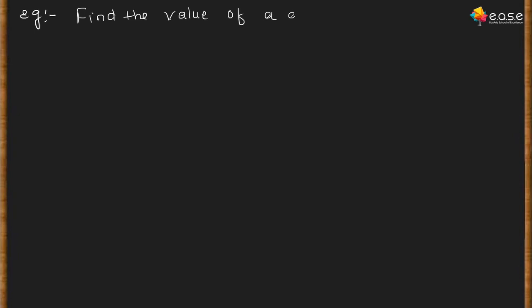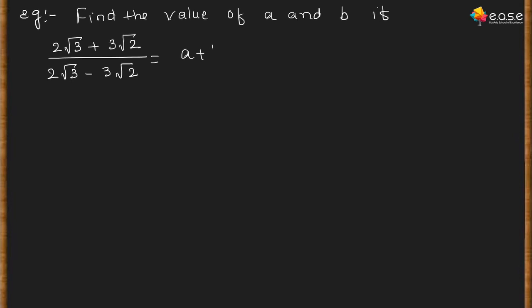They are saying, find the value of a and b if 2 root 3 plus 3 root 2 divided by 2 root 3 minus 3 root 2 is equal to a plus b root 6. So let's first rationalize the denominator. Therefore, what will you do? You will multiply the numerator and the denominator with the opposite sign of the denominator. This is minus, that means you will take a plus.